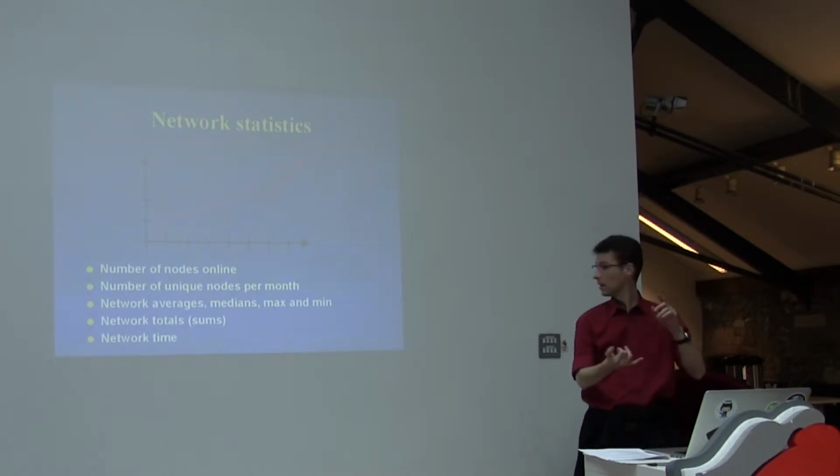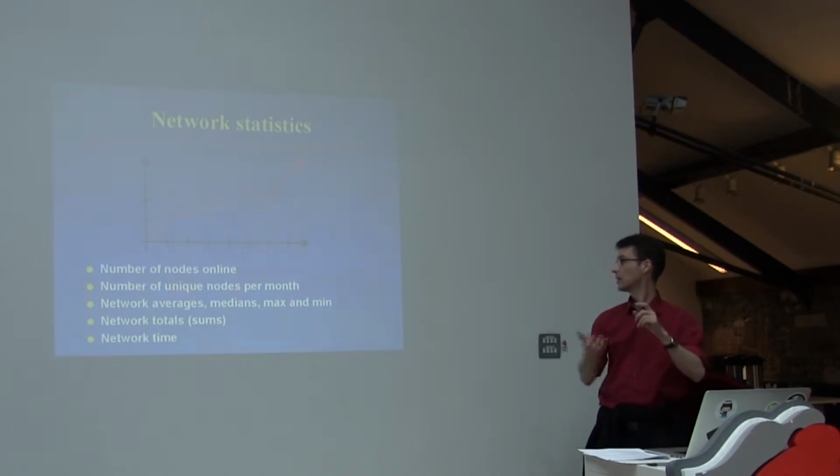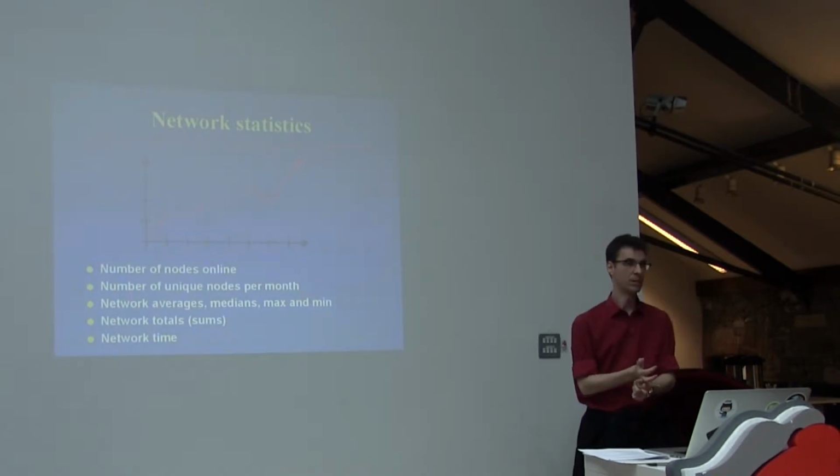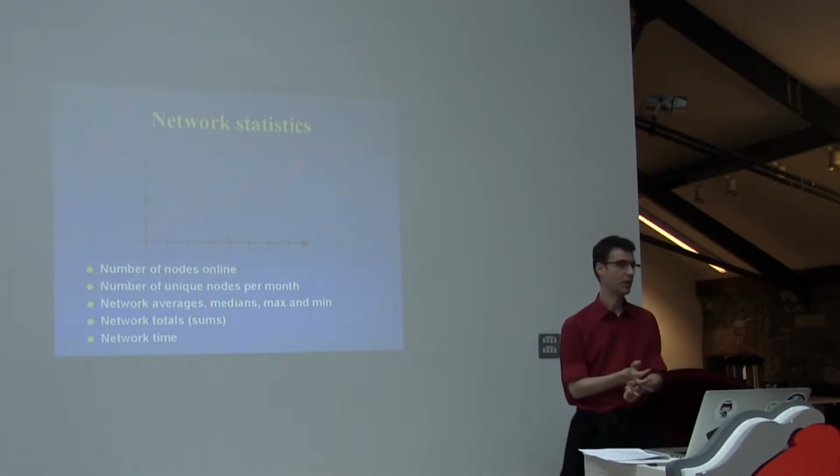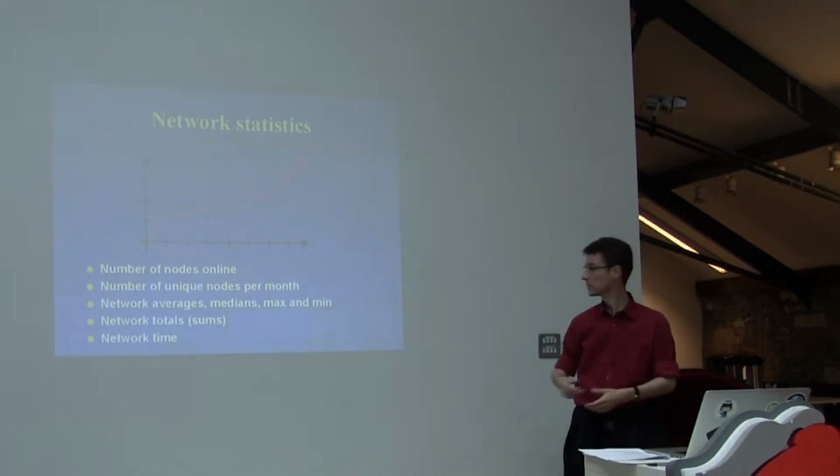I'll take the median value for all of the nodes, how many files they share, and then I know the number of nodes online and just multiply those two values. That's actually how I do it, so it's just based on two of the other ones.